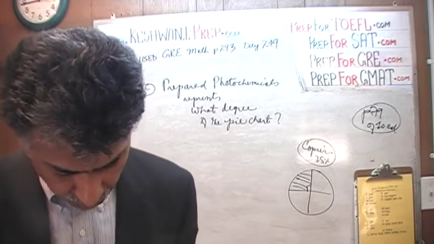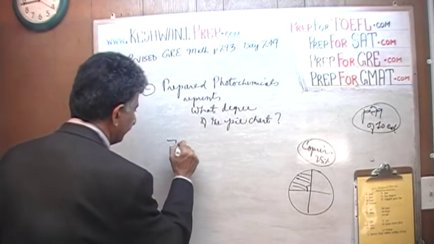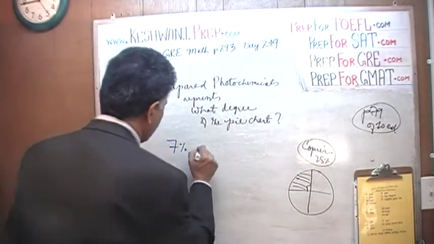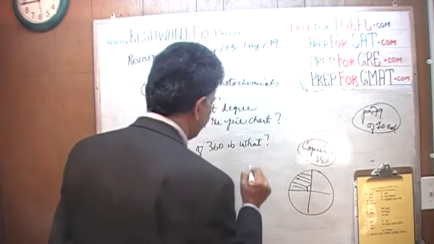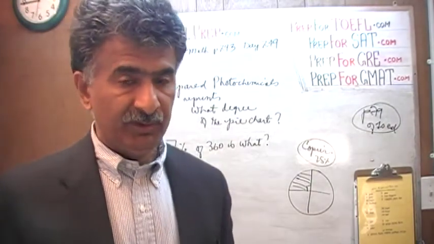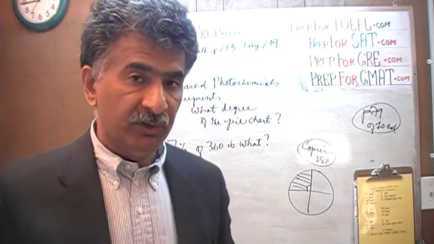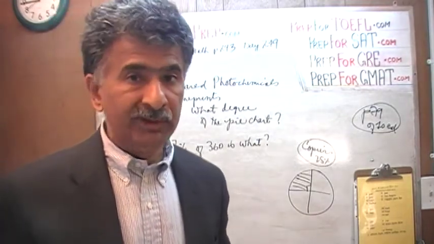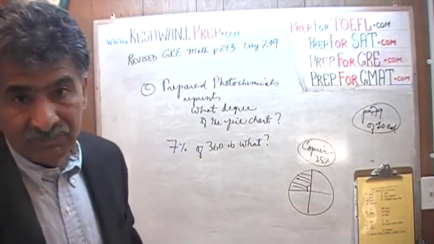The question is, what will be the degree measurement of the category that represents prepared photochemicals? Prepared photochemical is 7%. The question simply now is, 7% of 360 is what? For example, if something represents 10% of the whole amount, 10% in the circle will show up as 36 degrees, because there are 360 degrees, and therefore 1/10 of a circle will be 36 degrees. So this is 7%, it's going to be a little bit less than 36 degrees, obviously.